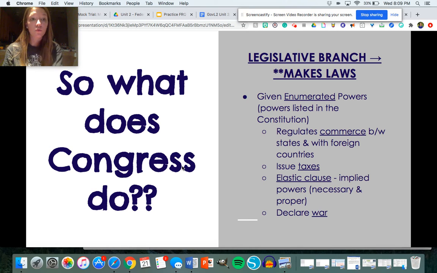For example, regulating commerce between states and with foreign countries. So that's trade. Issuing taxes is a responsibility of Congress. The elastic clause is what establishes the implied powers of Congress. So we'll talk about that in our next video. And then also Congress is what declares war in our government. So Congress has to approve a formal declaration of war.